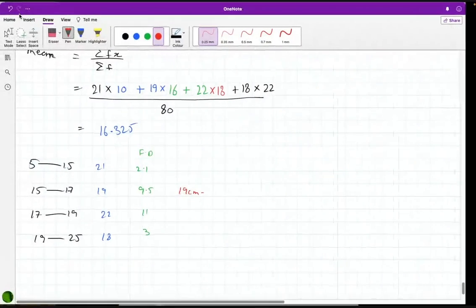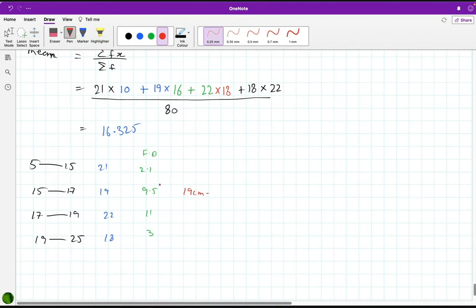Now see, when the frequency density is 9.5, we will compare this. So basically 9.5 gives a height of 19. So 2.1 will give a height of x, and we cross multiply. I'm getting 4.2.